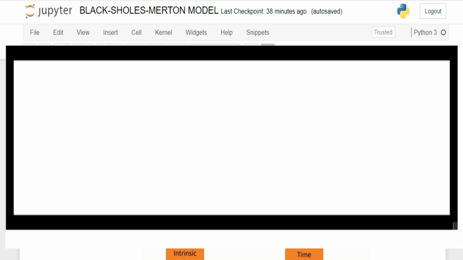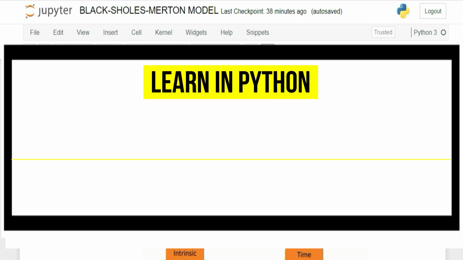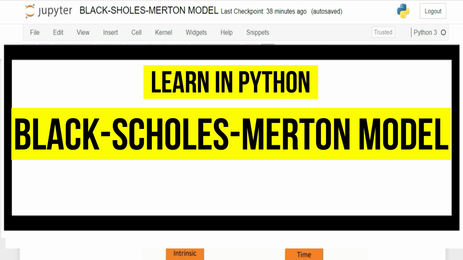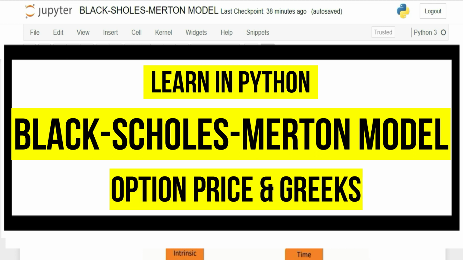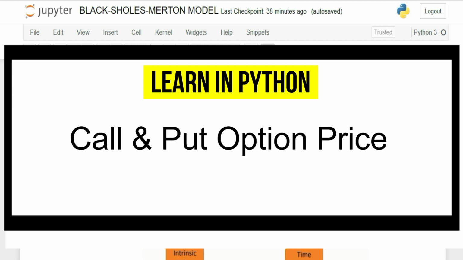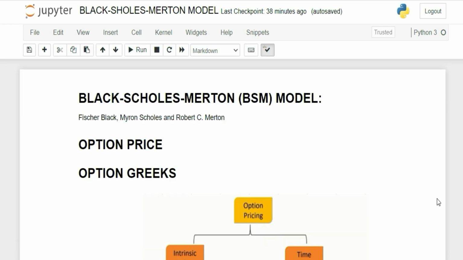Hello guys, welcome back. Today we are going to learn about the Black-Scholes model in Python. Today we are going to learn how option pricing and option Greeks can be done through the Black-Scholes model in Python. As we know, the Black-Scholes model is widely used in the financial industry to calculate the option price of both call and put options, as well as to calculate the option Greeks.